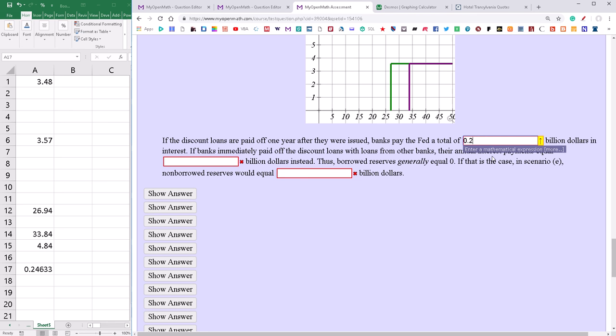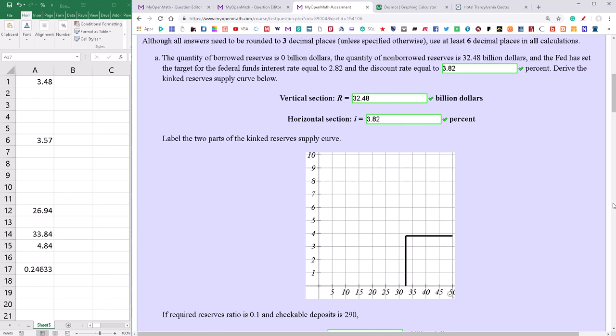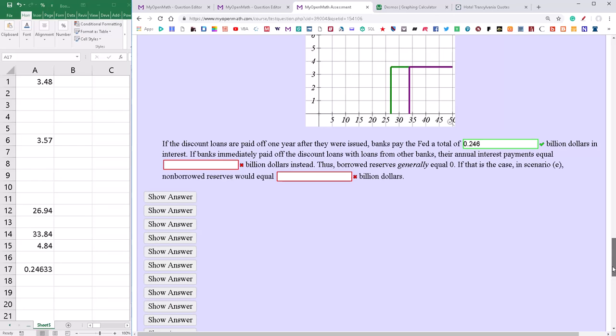Okay, my open math here wants 3 decimal places, 2.246. Okay. If banks immediately pay off the discount loans with loans from other banks, well, instead of paying 3.57 to the Fed, they're only paying 2.57 to other banks because that's the federal funds market target, right? So the Fed is really good at keeping the federal funds rate at its target, and its target currently in the purple situation is 2.57. So the banks can lower their interest payments from $0.246 billion down to $0.177 billion.